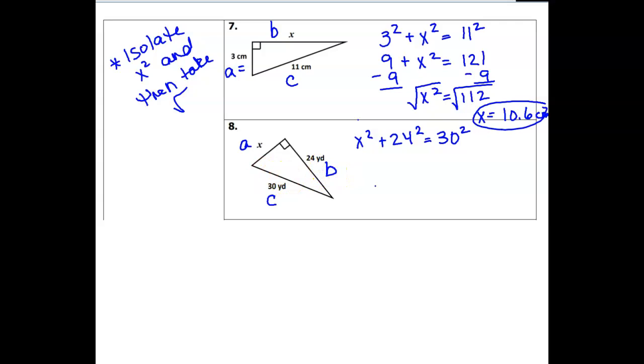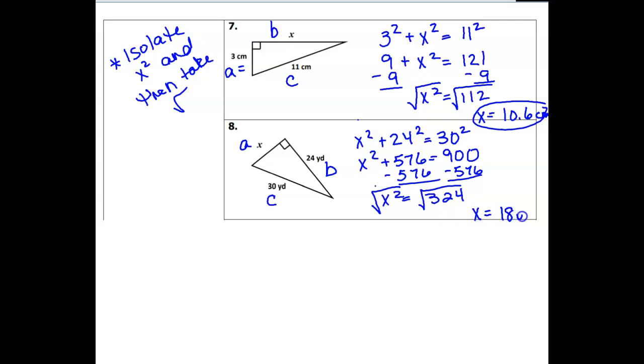Okay, so with number 8, we want to say that it's x squared, and 24 squared is going to be 576, and that's going to be equal to 900. So when we isolate our x squared, that means we subtract 576 from both sides, and we get x squared is going to be equal to 324. We then take the square root of both sides to get x by itself, and when we do that, our x is going to be equal to 18 yards.